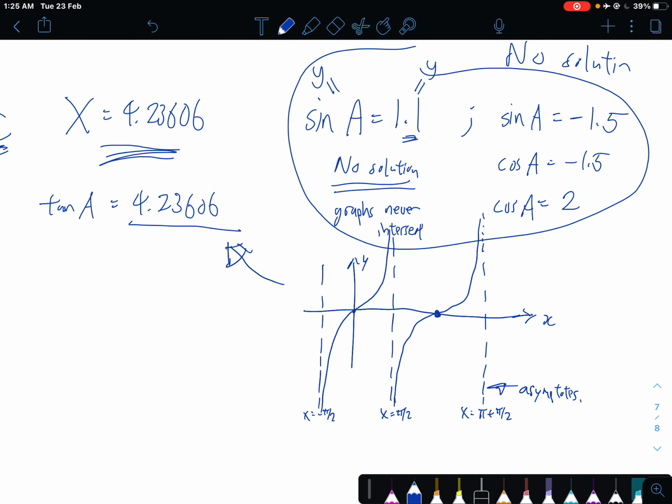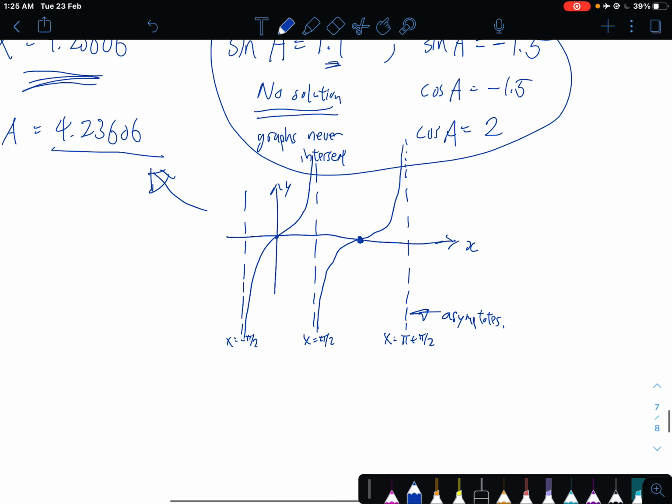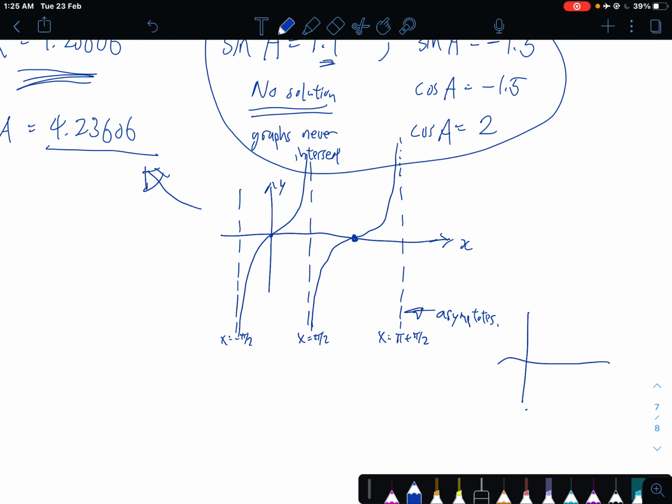These vertical dotted lines are called asymptotes. You also see them when you are trying to draw y equals ln x. Ln x will always pass through (1, 0), but then there's an asymptote here, x equals 0, the y-axis. You cannot plug in, x must be strictly more than 0. It cannot be 0, cannot be negative. So that's why there's an asymptote at x equals 0.